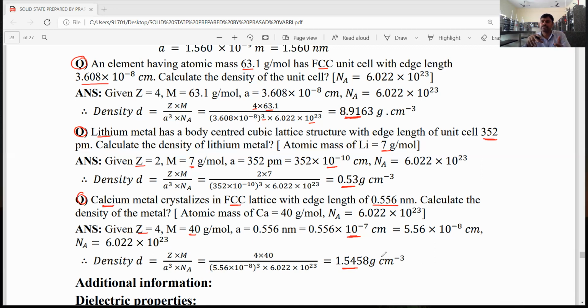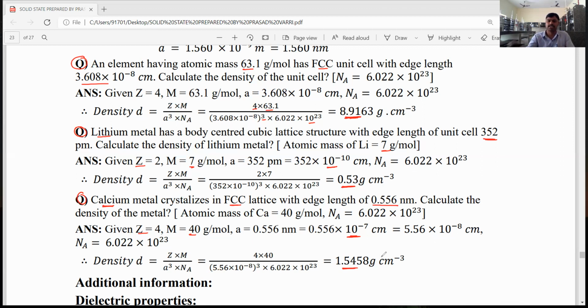If they gave angstroms, we have to convert into centimeters. 1 angstrom is equal to 10 to the power of minus 8 centimeters. Then automatically the density of the unit cell will come in gram per centimeter cube. Otherwise, if you convert the edge lengths into meters, the atomic mass M value we have to take in kgs. Then the density of the unit cell will come in kg per meter cube. Mostly we have to solve in terms of gram per centimeter cube only. These are the different types of problems in solid state.